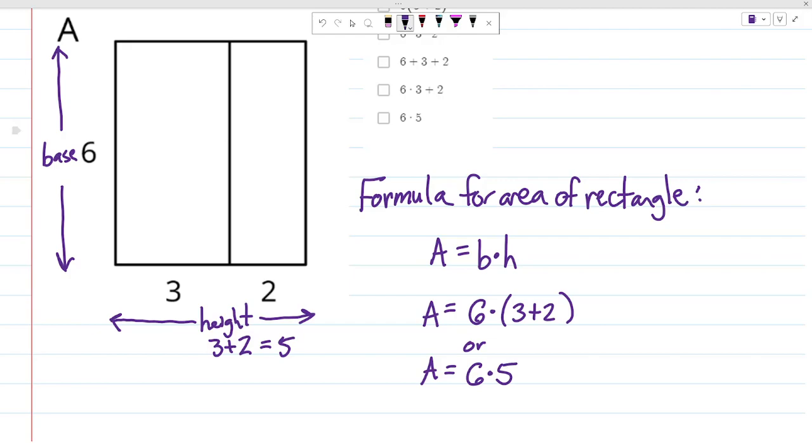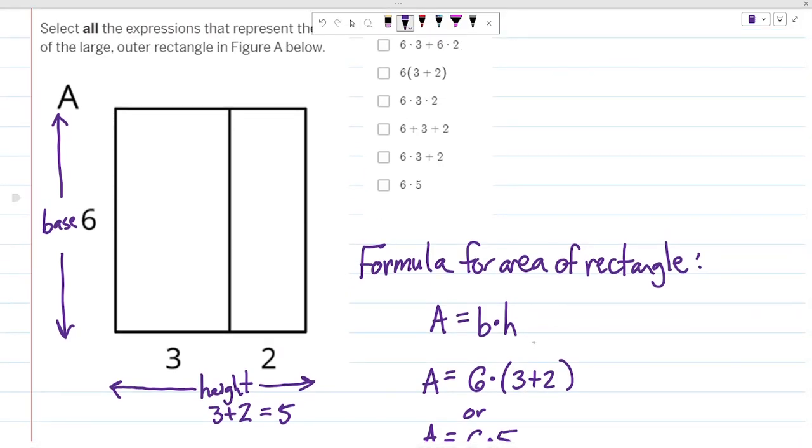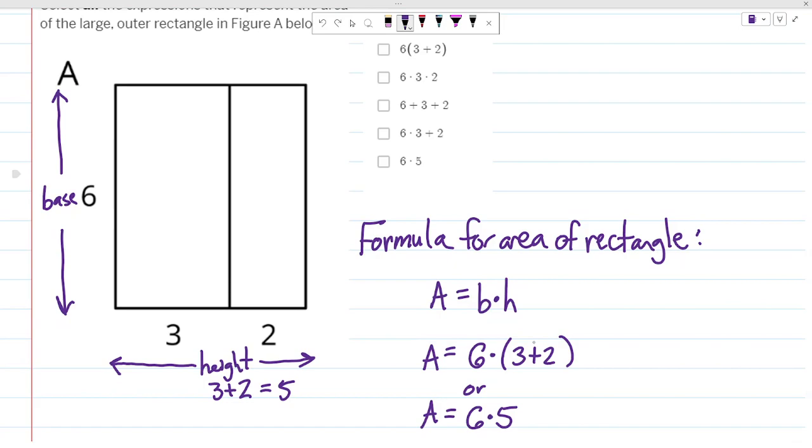But then there's also this sort of other thing we could do. So another strategy we could try is what if we found the area of each of these individual rectangles? So for this rectangle here, the first one on the left, what would the area of that rectangle be? It would be 6 times 3 square units. And then what about this little rectangle here? What's its area? The base is 6, and the height would be 2.